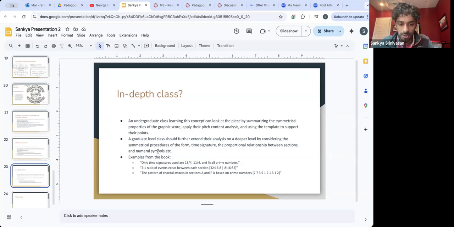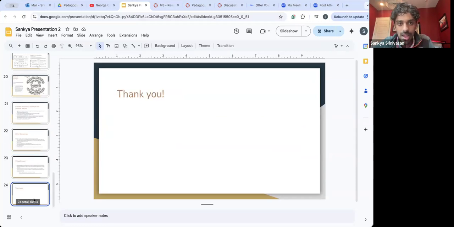And some examples from the book say, only time signatures are used in 13/4, 11/4, and 7/8, all prime numbers. The pattern of chordal attacks in sections A to F is based on the prime numbers, these ones. And yeah, so that is my review on chapters 37 and 38.